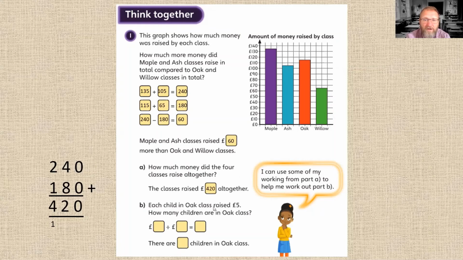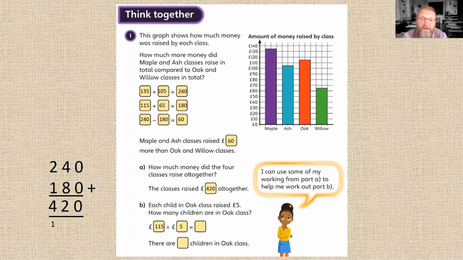Each child in Oak class raised £5. How many children are there in Oak class? Well, let's look at Oak class again. Okay, there was £115 raised by Oak class. So that's 115. And we've got to divide that by £5.